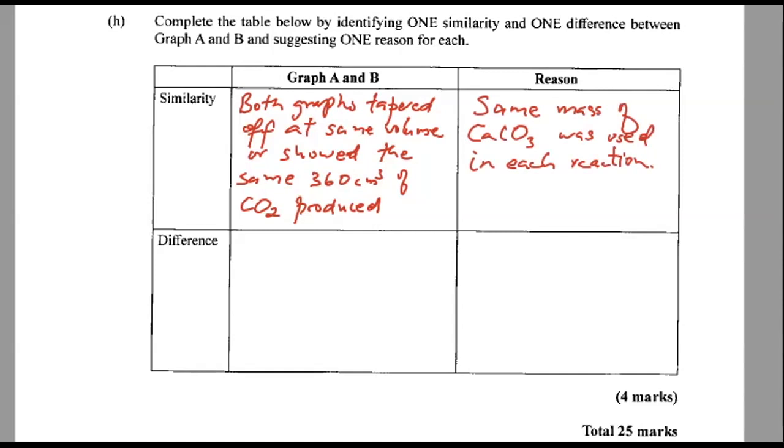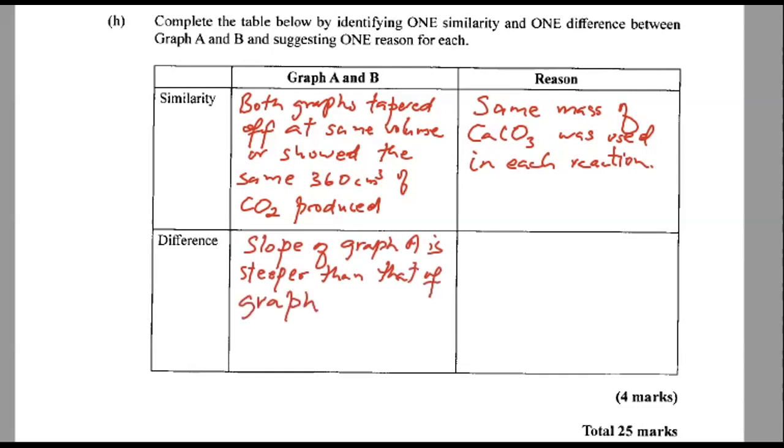The difference, there are two. The difference is for graph A, we see where the volume of gas produced happened faster for graph A versus graph B. Or we could state that the initial rate of graph A is faster, or the slope of graph A is steeper than that of graph B.